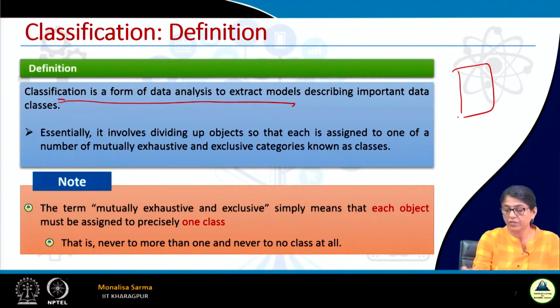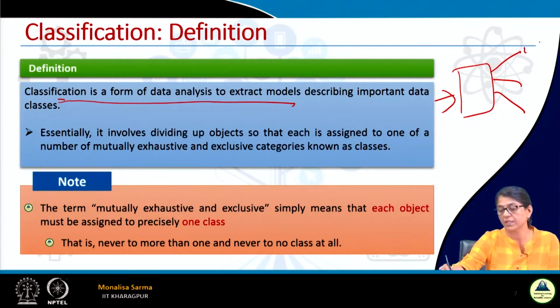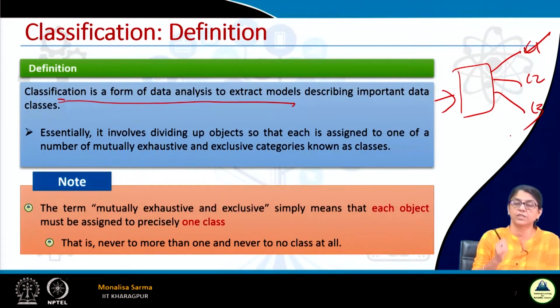What will the model describe? It will describe important data classes. Given an input, it will tell which data class it belongs to, C1, C2 or C3. So that is the formal definition of classification.